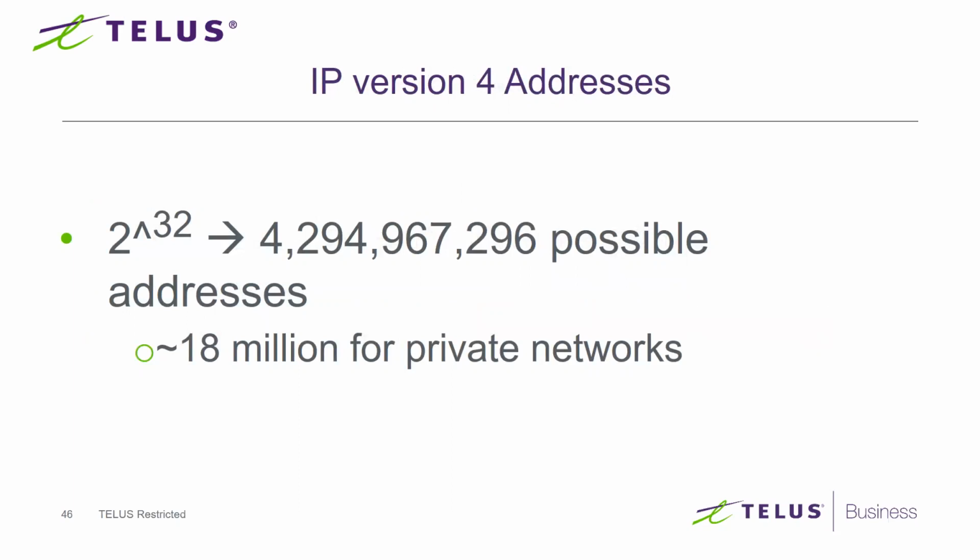With the IPv4 address, we're talking 4 billion plus addresses available because of that 2 to the power of 32. It's a 32-bit address, and the bits can bounce from 1 to 0 or 0 to 1, giving you that quantity.